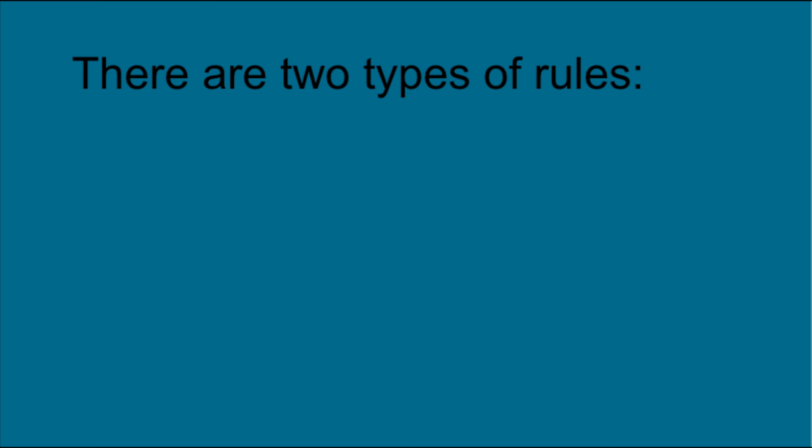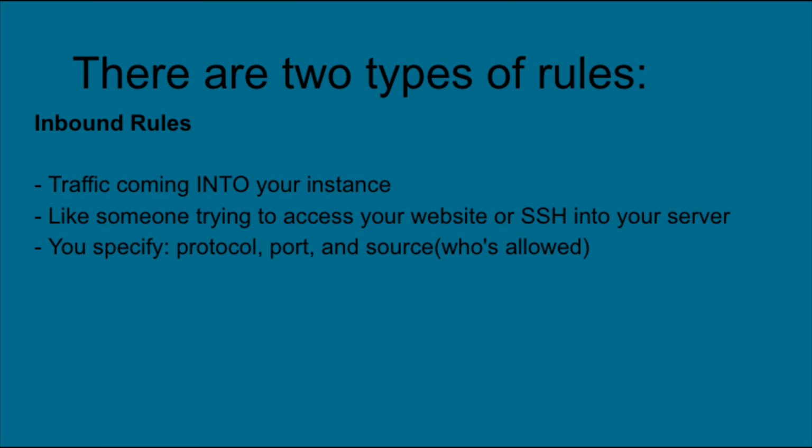There are two types of rules. Inbound rules, like traffic coming into your instance, or someone trying to access your website or SSH into your server. You specify protocol, port, and source. Example: allow HTTP traffic on port 80 from anywhere so people can visit your website.